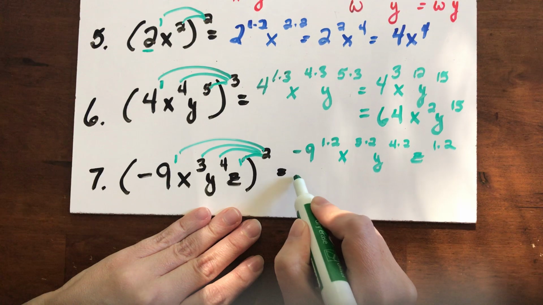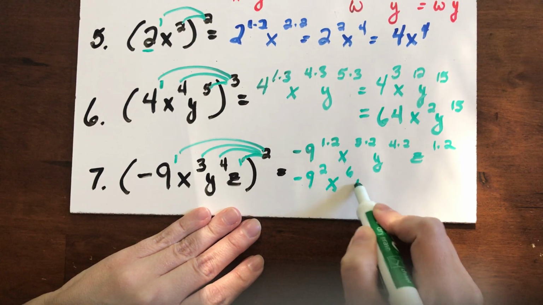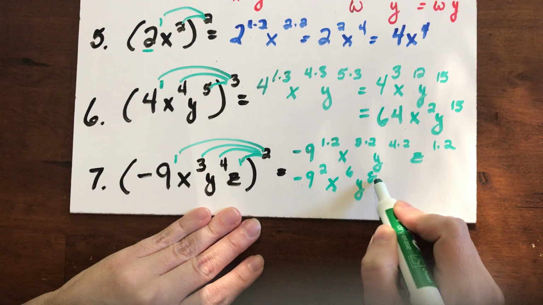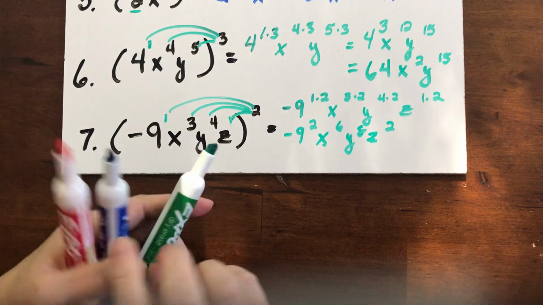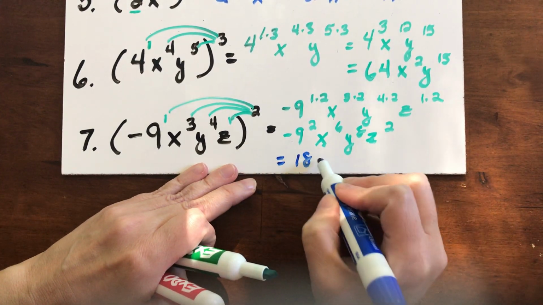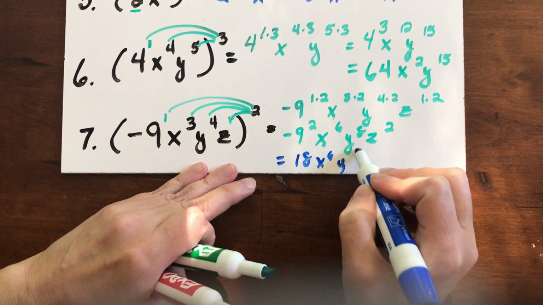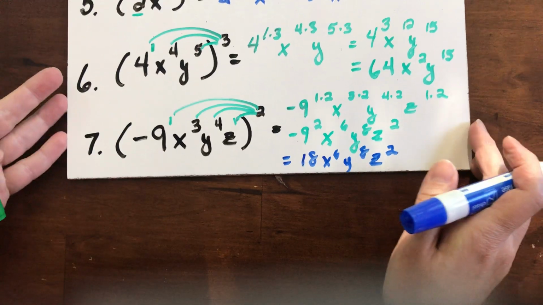Well, 1 times 2 is 2, so you have negative 9 squared. X, 3 times 2 is 6. 4 times 2 is 8. And 1 times 2 is 2. Okay, now we're going to finish up. What is negative 9 squared? Well, negative times a negative is a positive, so it's going to equal 18, x to the 6th, y to the 8th, and z to the 2nd. Okay, so that's the power rule.